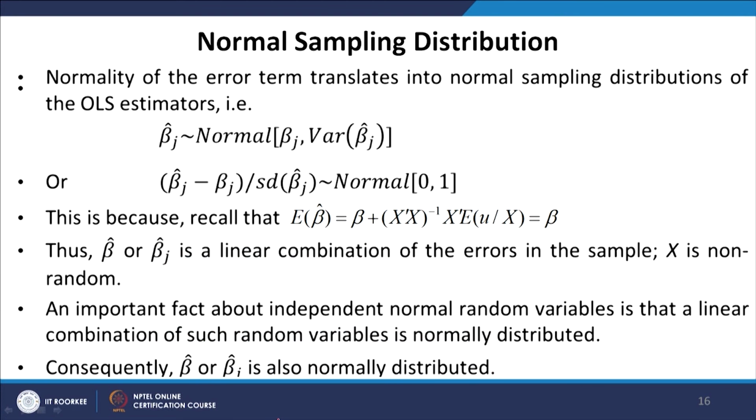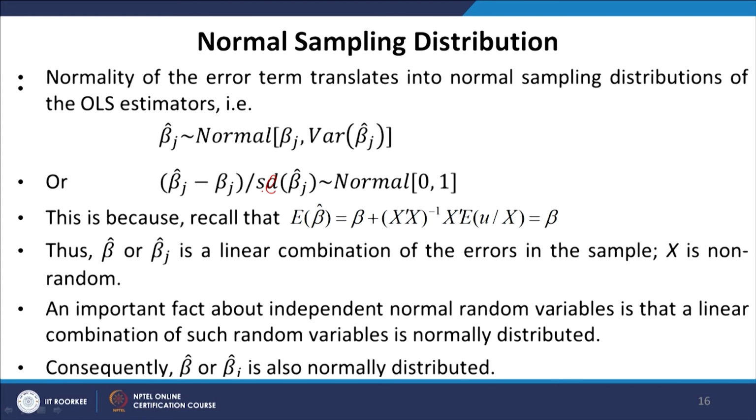So, from here we also derive the sampling distribution, that is, normality of the error terms translates into normal sampling distributions of the OLS estimators. That is, beta j hat is also normally distributed with beta j as the mean and variance of beta j hat as the variance. Alternatively, we can write that beta j hat minus beta j divided by the standard deviation, ideally it should be the standard error of beta j hat, is normally distributed with mean 0 and variance 1.